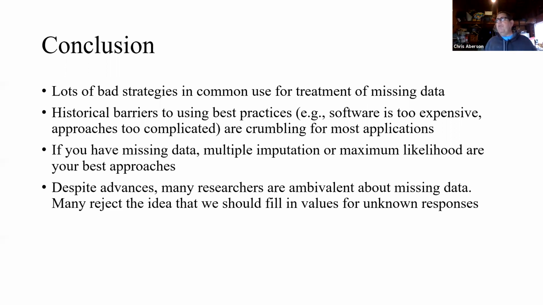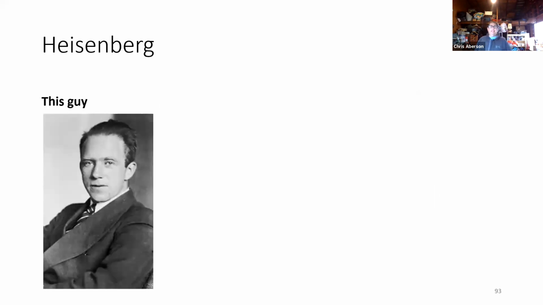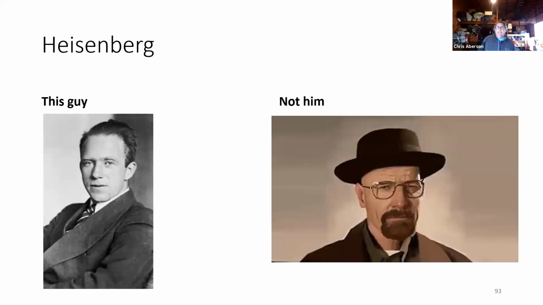And there's a great quote from the scientist Heisenberg here. Whenever we proceed from the known into the unknown, we may hope to understand, but we may have to learn at the same time a new meaning of the word understand. So we really have to kind of shift our understanding about what is accurate, what is correct, in order to embrace these sorts of approaches. Oh, incidentally, this is this guy, this Heisenberg, not him, not this dude. All right, I believe we are at the end.